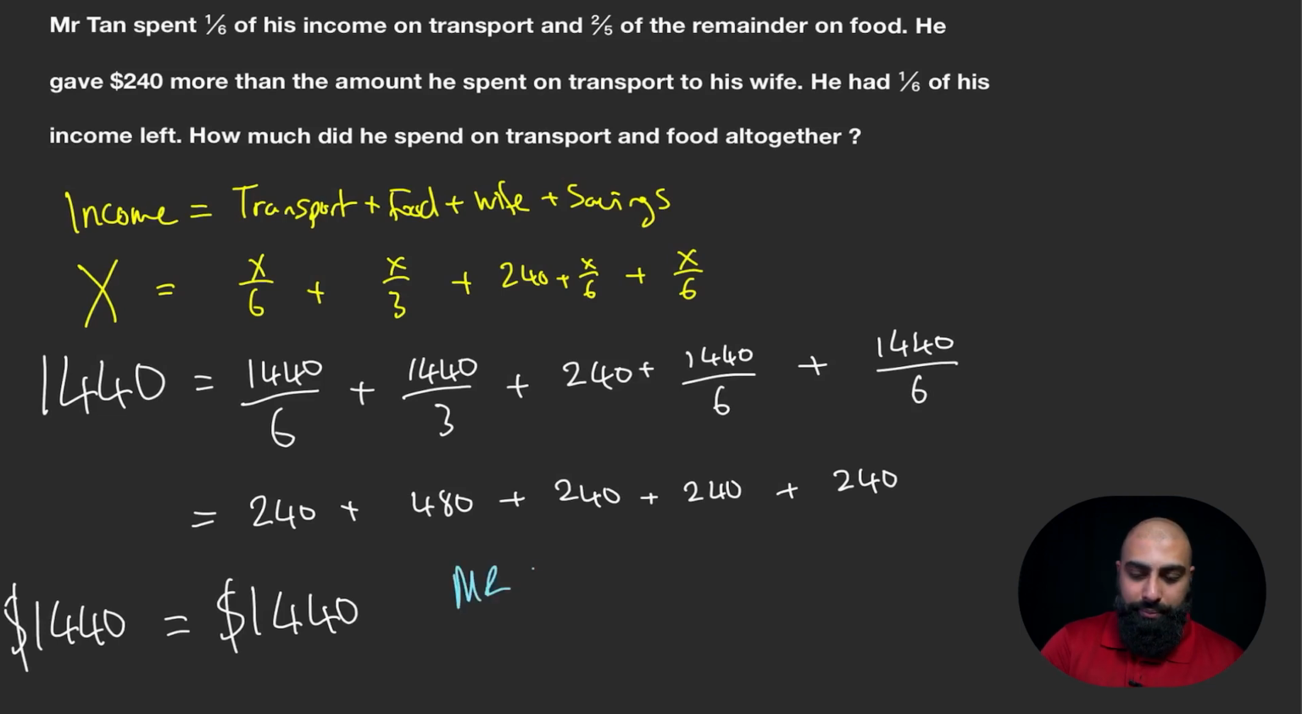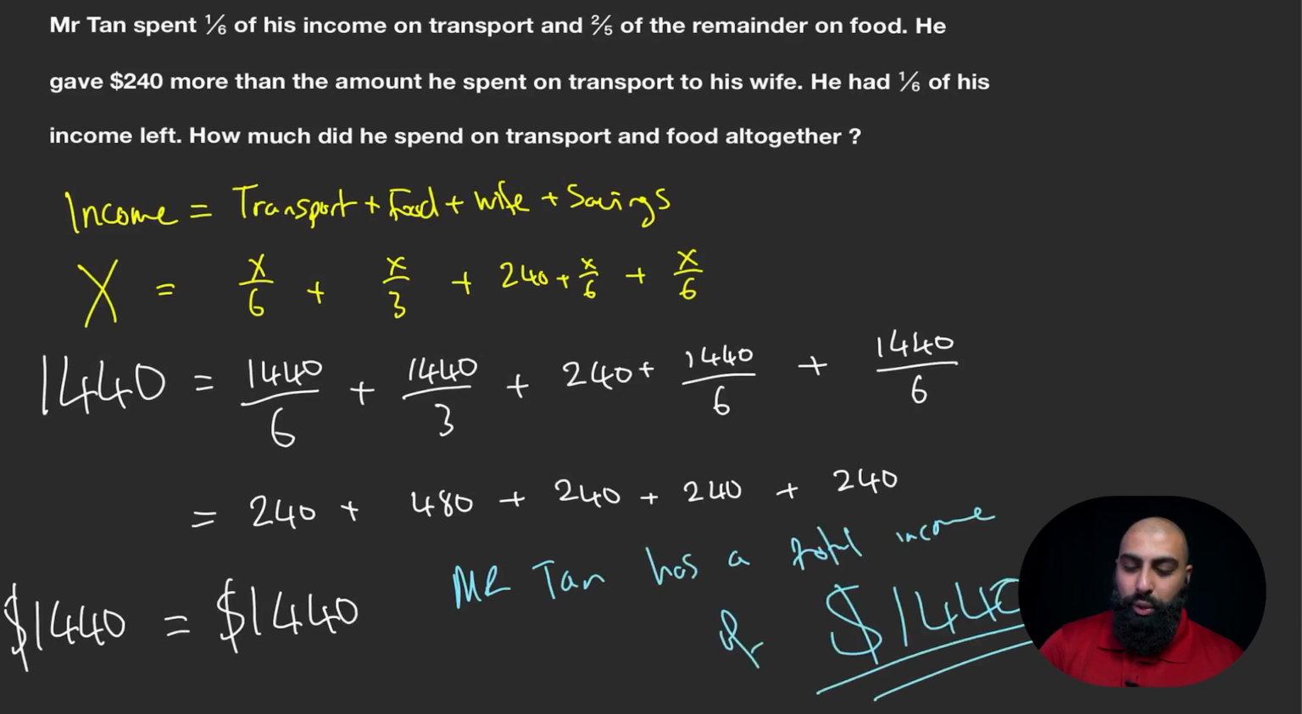So we can write here then, Mr. Tan has a total income of $1,440.